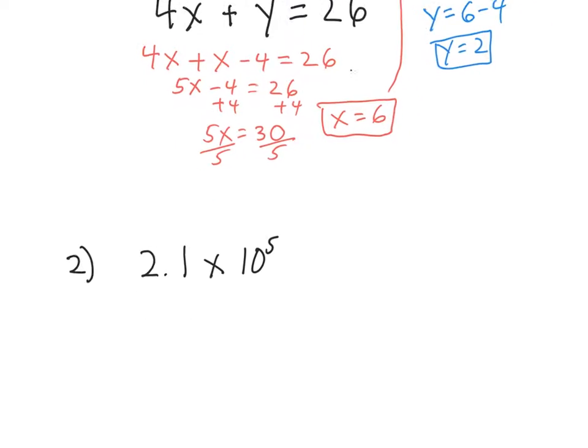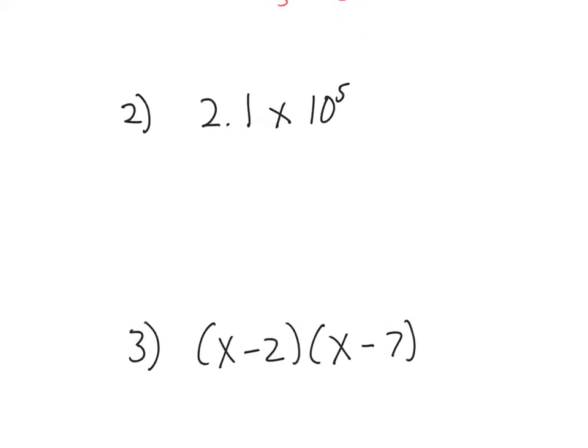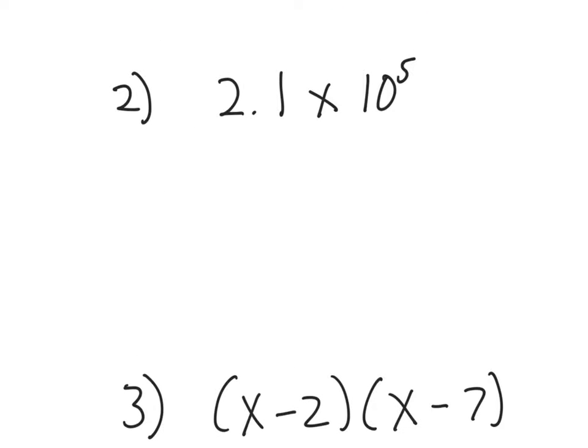Okay, number 2 says to write in decimal form 2.1 times 10 to the 5th power. This is called scientific notation. What I want to do is move the decimal either right or left however many places this exponent is. How I tell if I go right or left is if it's positive, I'm going to move it right. Negative, I'm going to move it left. Now remember, we're moving the decimal, we're not just adding 5 zeros to it.